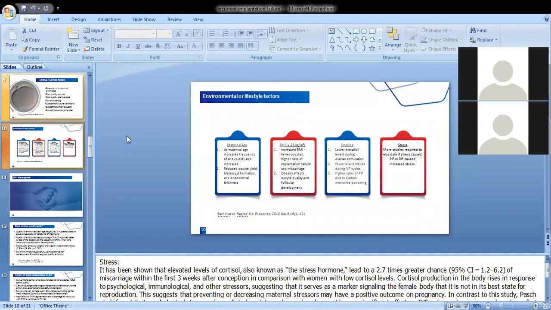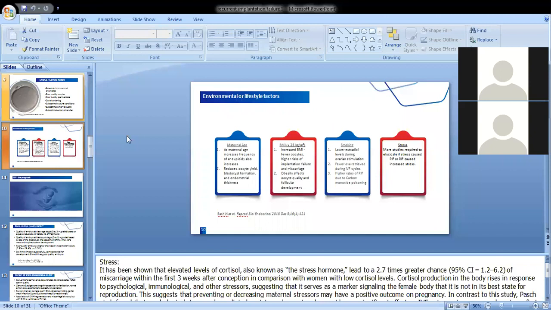Now coming to environmental factors, I have mentioned already maternal age, because with increasing maternal age, there is more chance of aneuploidy, more chance of poor quality embryo, more chance of recurrent implantation failure. So gradually, as I've already mentioned, there is less chance of blastocyst formation, and in this group of patients you may offer pre-implantation genetic screening or PGS.